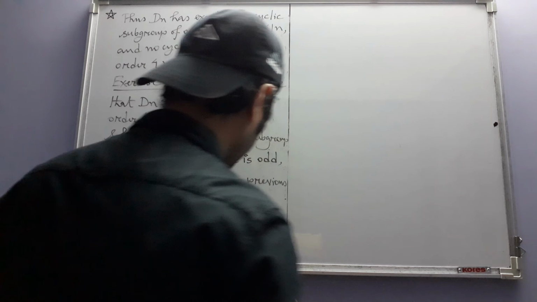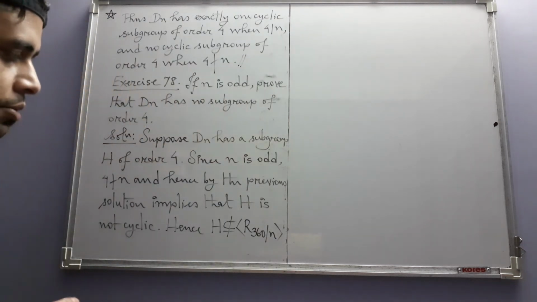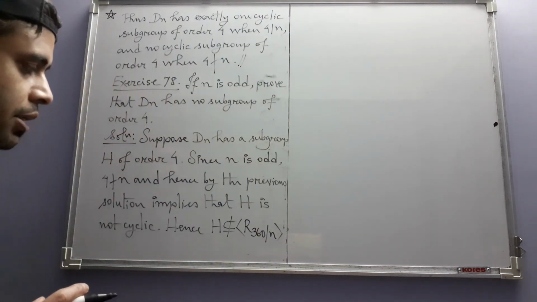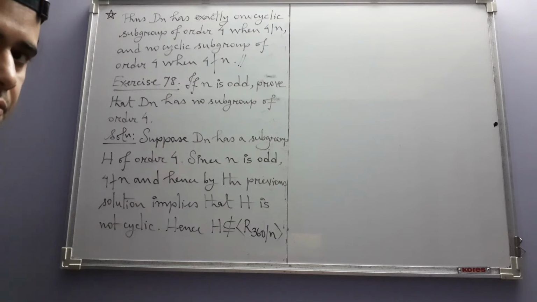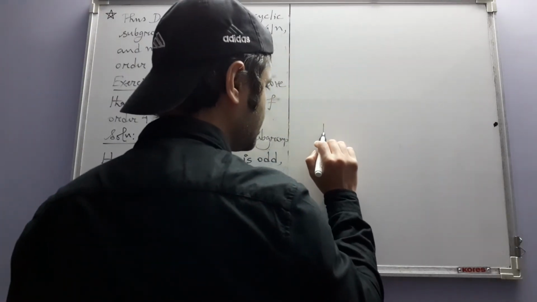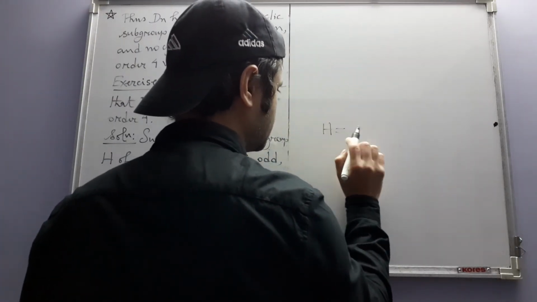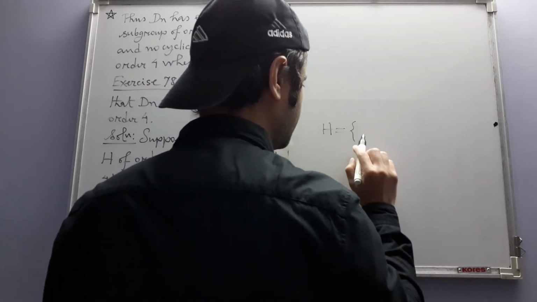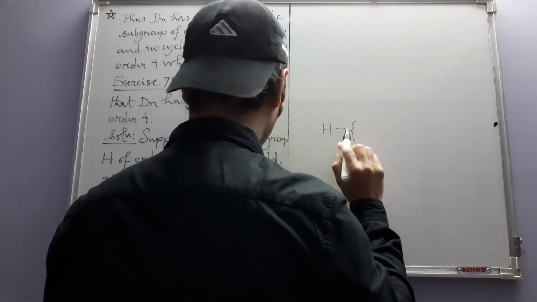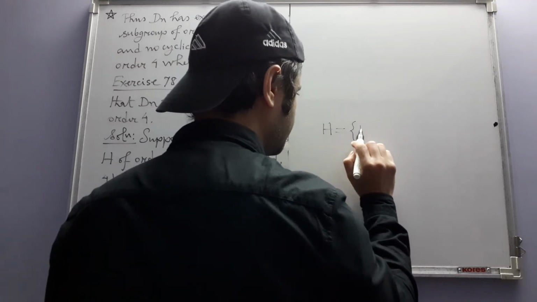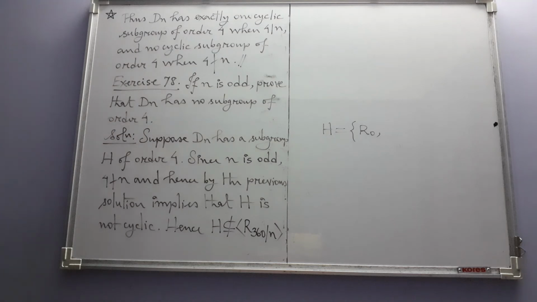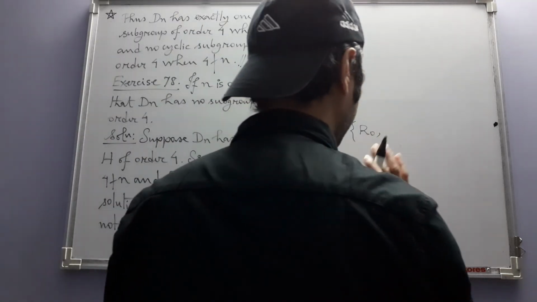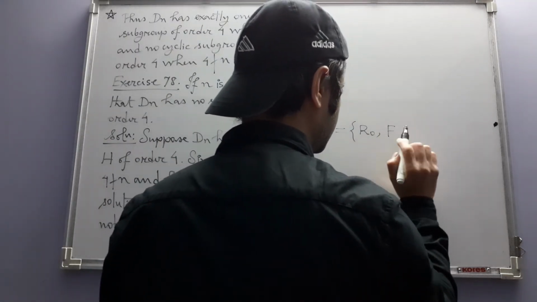H must have a reflection. Now you can ask whether H can have only reflections. If H has only reflections, then of course, because H is a subgroup after all, it should have the rotation R0, which is the identity. That is fine, but the others are the reflections.